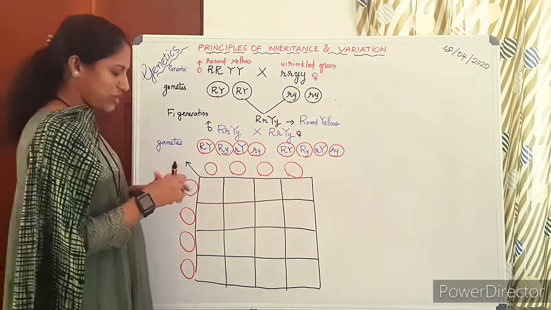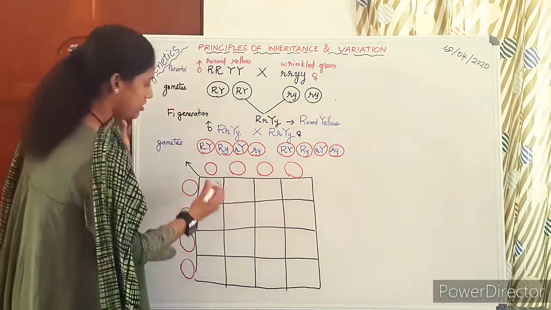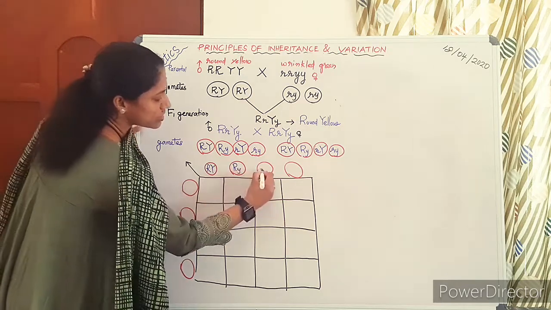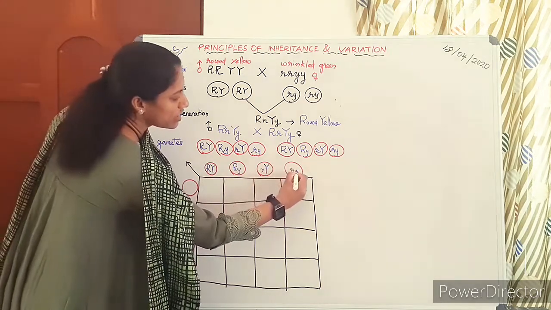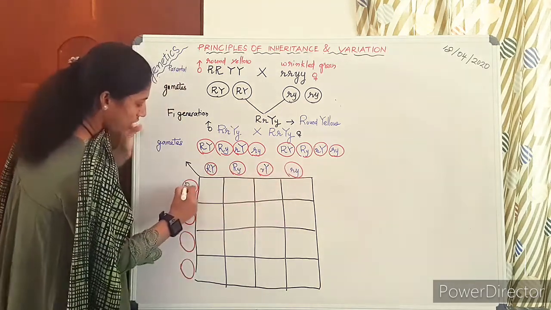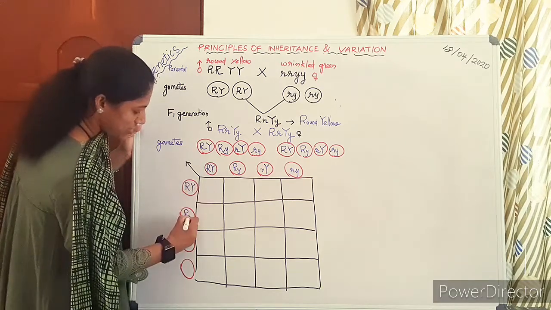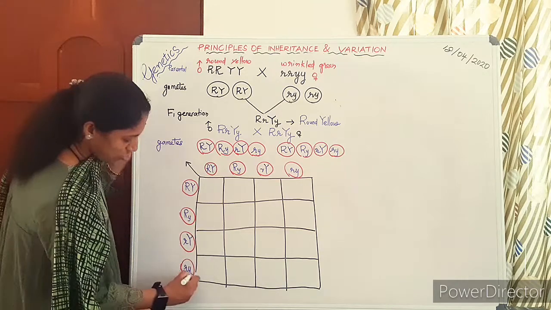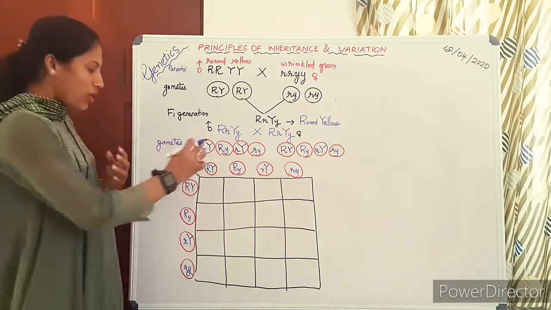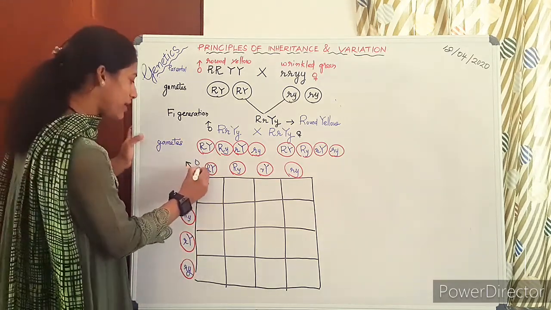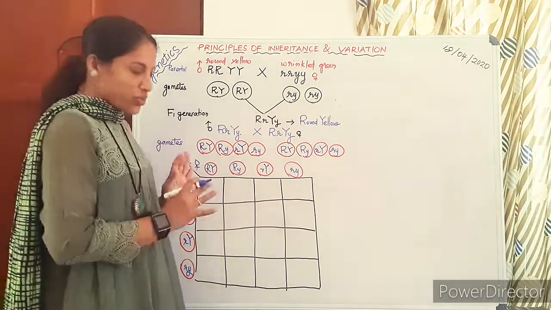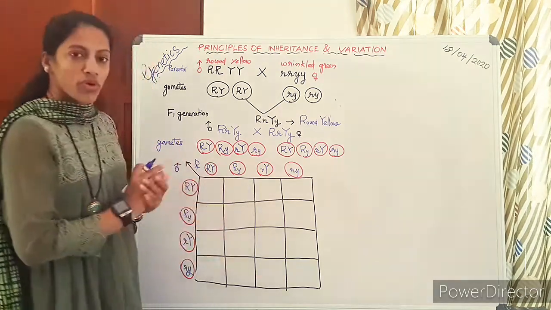You can do it fast. You can do it before me, no need to wait for me. Small r, capital Y, small r, small y. Capital R, capital Y, capital R, small y, small r, capital Y, small r, small y. All the possible gametes are here: female gametes, male gametes. This is the Punnett square with 16 boxes.